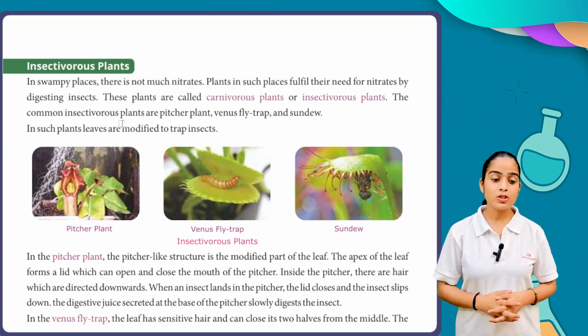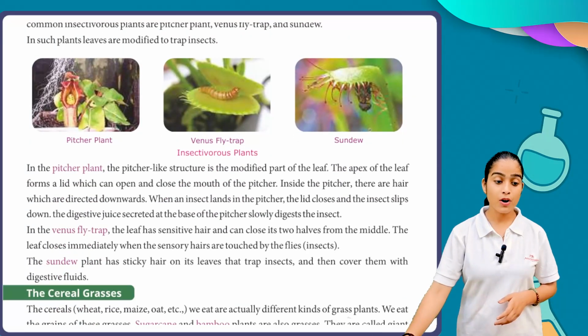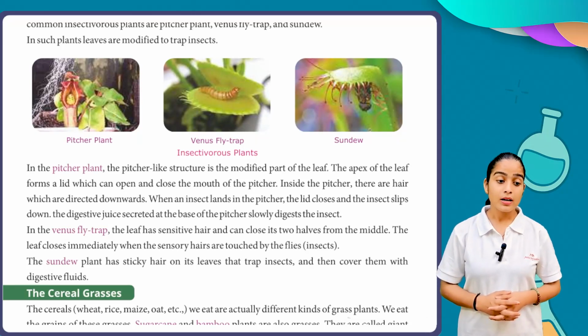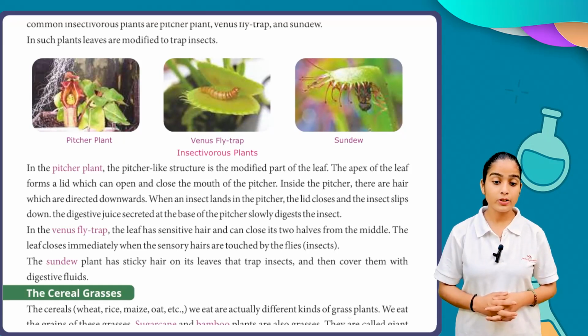Okay. In the pitcher plant, the pitcher-like structure is a modified part of the leaf. The apex of the leaf forms a lid which can open and close the mouth of the pitcher. Inside the pitcher, there are hairs which are directed downwards. When an insect lands in the pitcher, the lid closes and the insect slips down. The digestive juices secreted by the base of the pitcher slowly digest the insect.